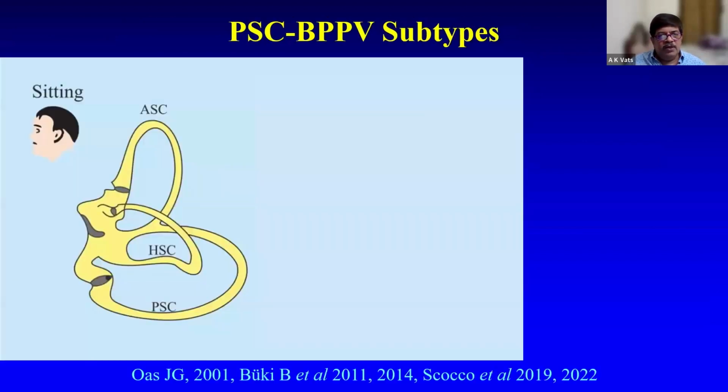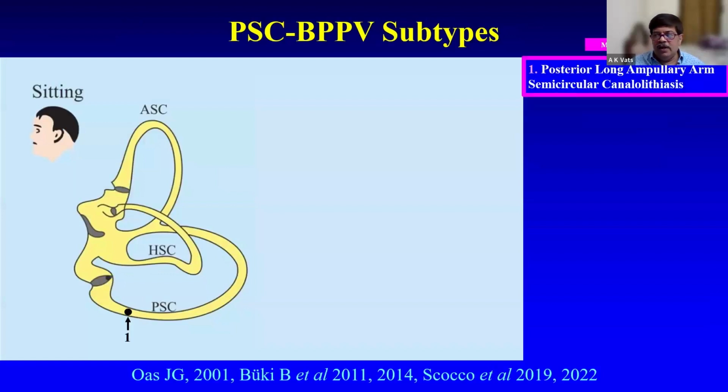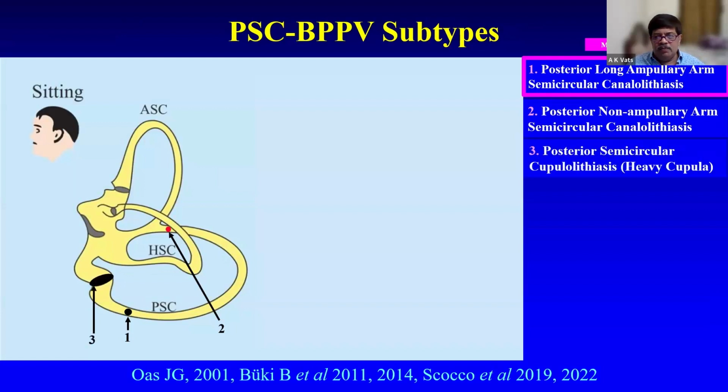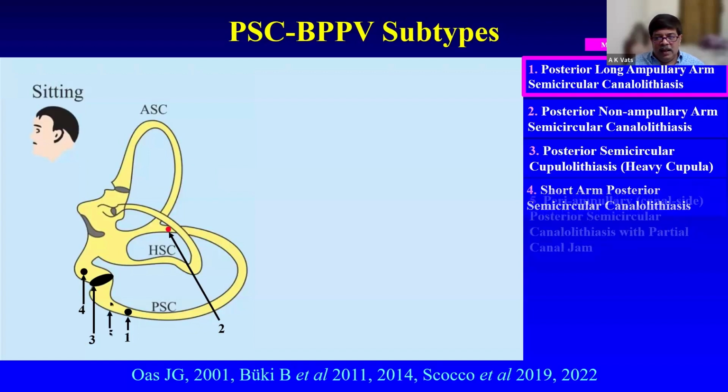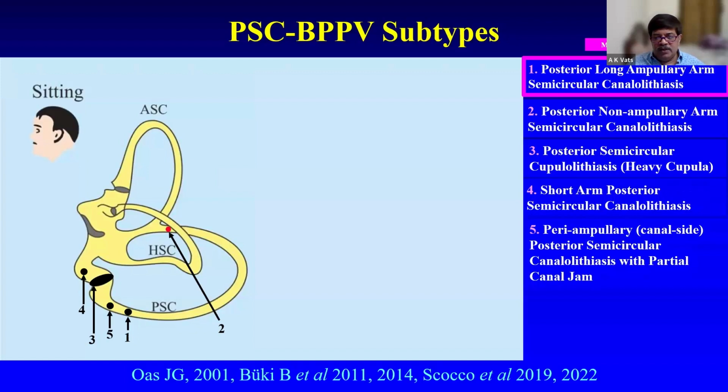So with this, the posterior semicircular canal subtypes, the 6 types I know. The first is the posterior long ampullary arm semicircular canalolithiasis. This is the typical variant which we mostly see. The second is the posterior non-ampullary arm semicircular canalolithiasis, which we are going to discuss today, that leads to apogeotropic variant of the posterior semicircular canal BPPV. The third is posterior semicircular cupulolithiasis, that is the graviceptive heavy cupula due to cupulolithiasis. Fourth is the short arm posterior semicircular canalolithiasis. Fifth is the periampullary canal side posterior semicircular canalolithiasis with partial canal jam.